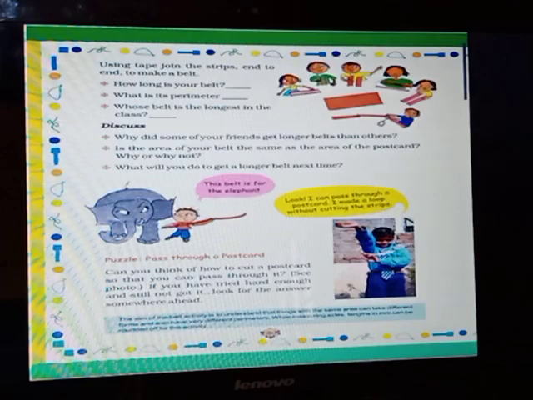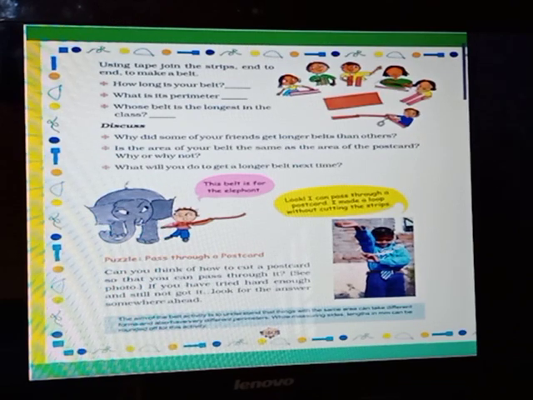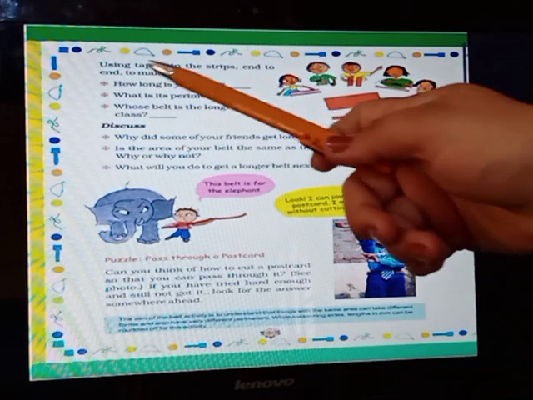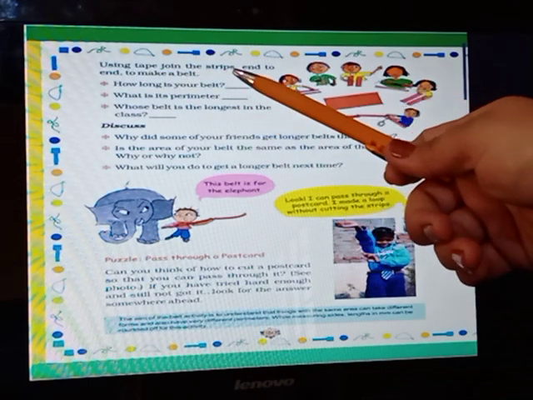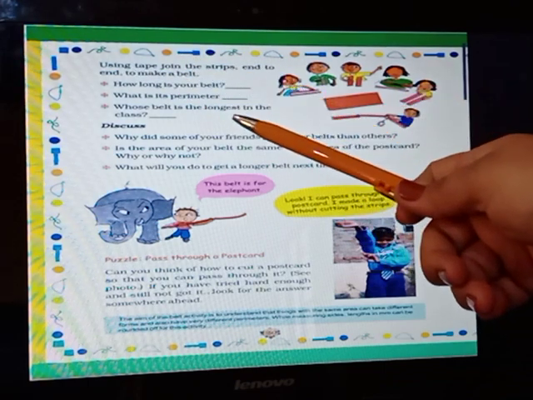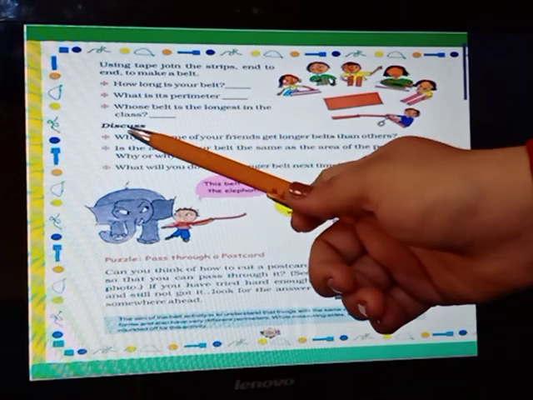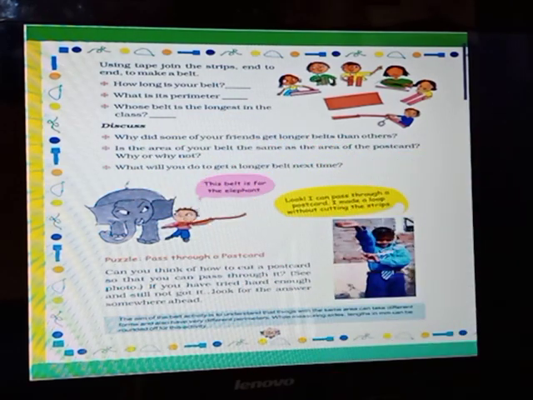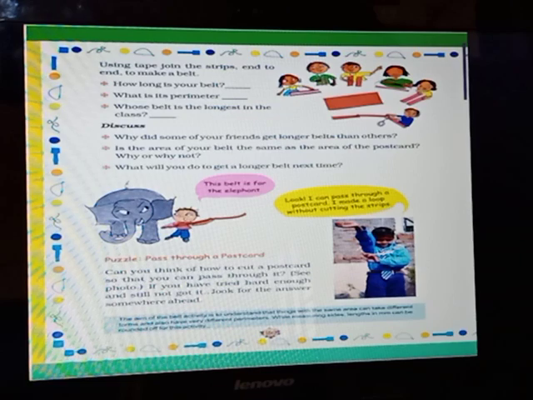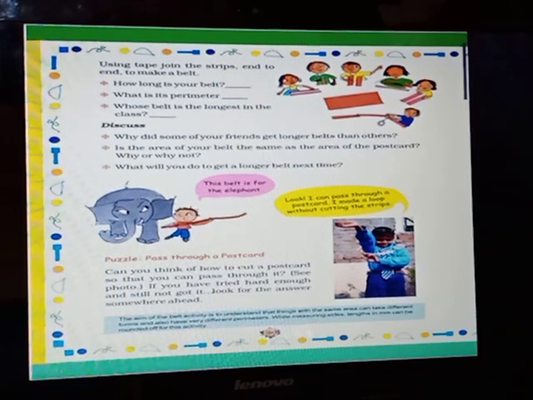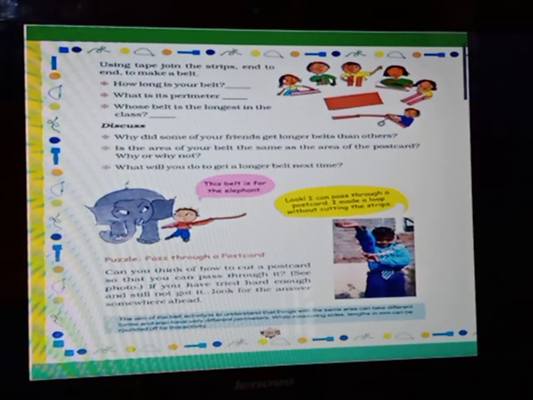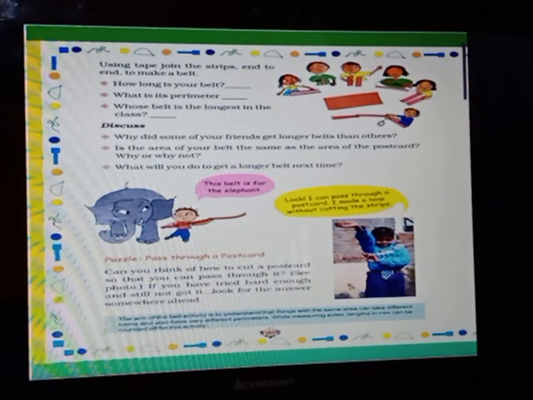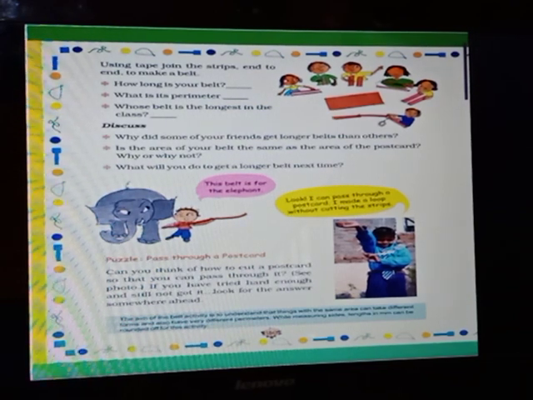Okay, so now next one, using tab joining them strips. This we have already solved, right? Now topic of discuss is given in our next page, that is page number 150. If you are not able to see the writing which is already given here, then you can open your textbook. It is already given on page number 150. We are going to start discuss topic.